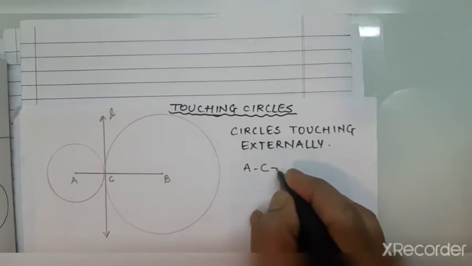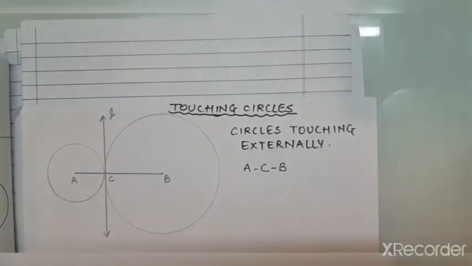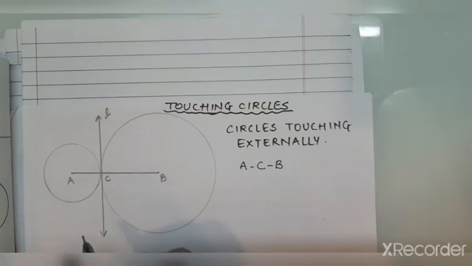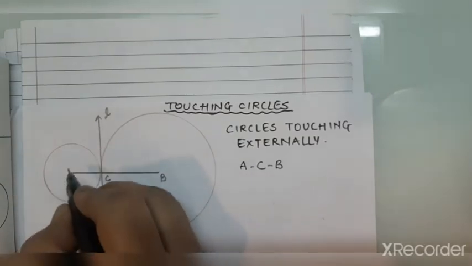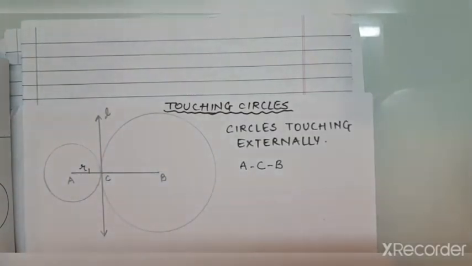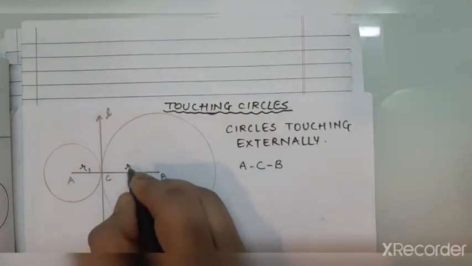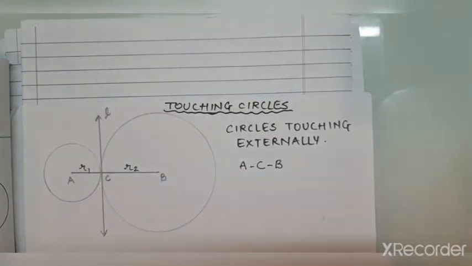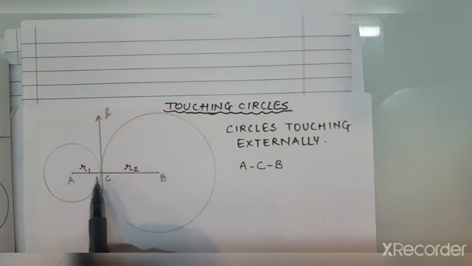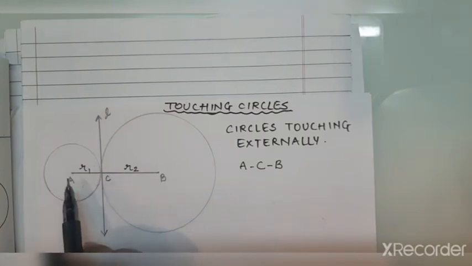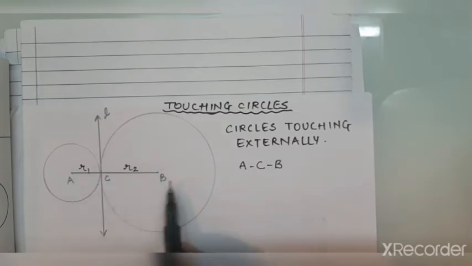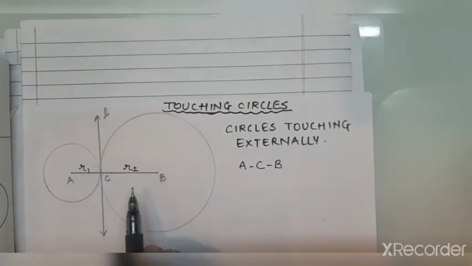If we consider the radius of the smaller circle as R1 and the radius of the bigger circle as R2, then distance AC is the radius of the smaller circle, let us consider R1, and distance BC is the radius of the bigger circle, let us consider R2.